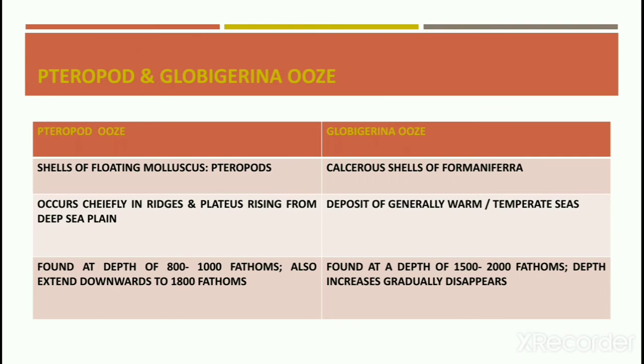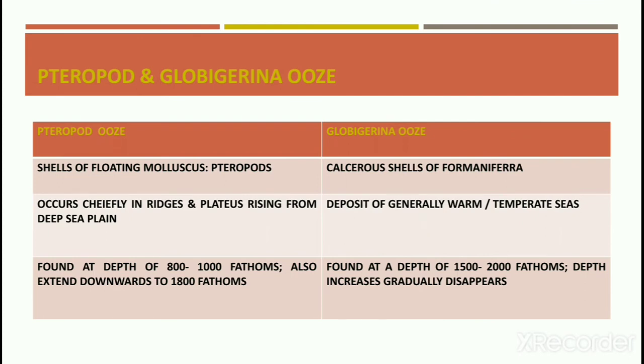The pteropod ooze occurs chiefly in the ridges and plateaus which rise from the deep sea plain where the water is comparatively shallow. They are generally found at a depth of about 800 to 1000 fathoms, but sometimes you can find it extended downwards up to 1800 fathoms. The pteropod ooze flourishes most abundantly where the surface water is warm and the annual range of temperature is small, and the deposit is therefore found mostly within or near the tropical areas.